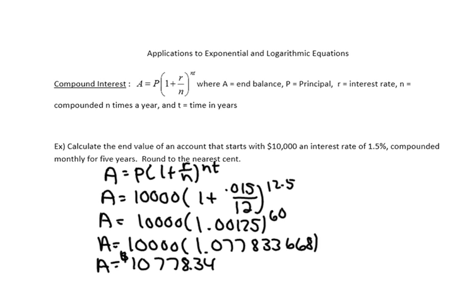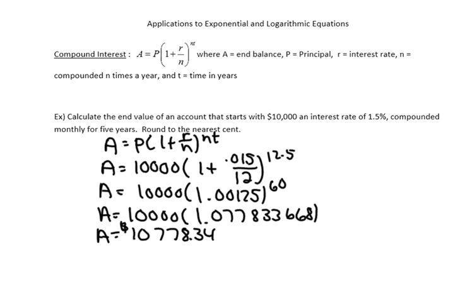So at the end of 5 years, I'm going to have $10,778.34. Keep in mind that the interest, if I ask for that, is $778.34. Okay, because I started off with $10,000. So not much interest has accumulated in 5 years.